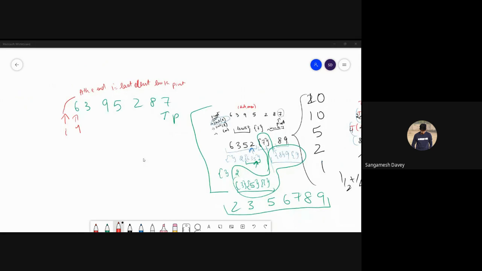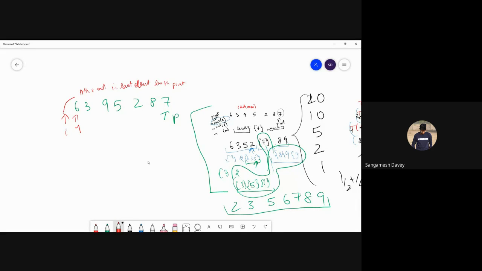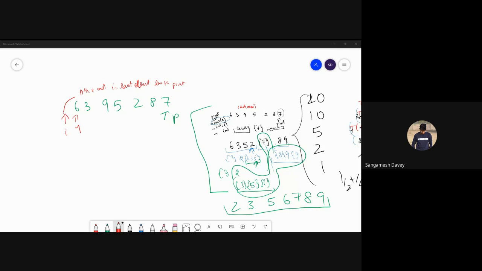So what happens in the partition function is that first of all, I will compare with the pivot element. I think I'll just put the code here so that I can explain along with the code. One second.